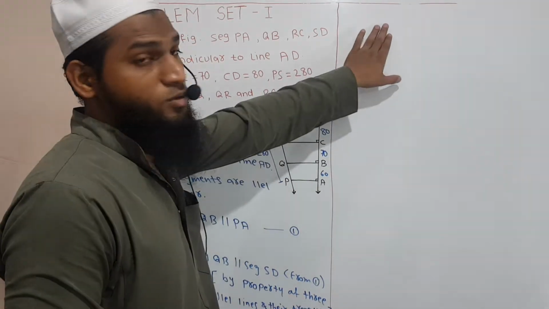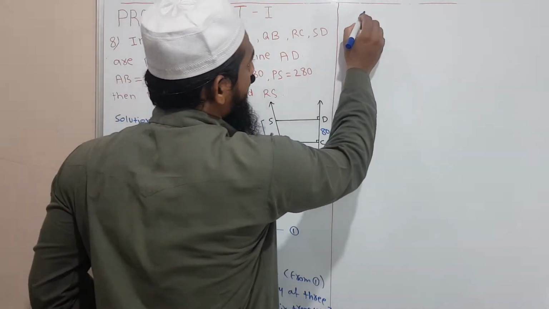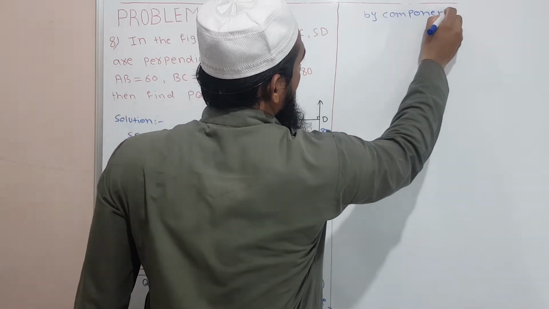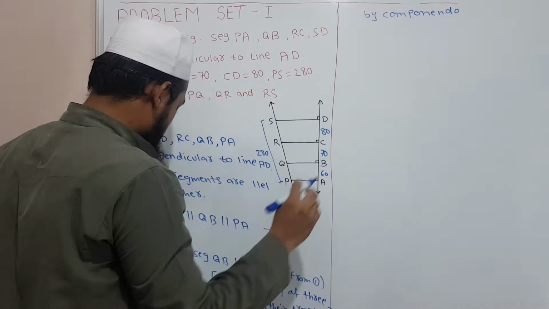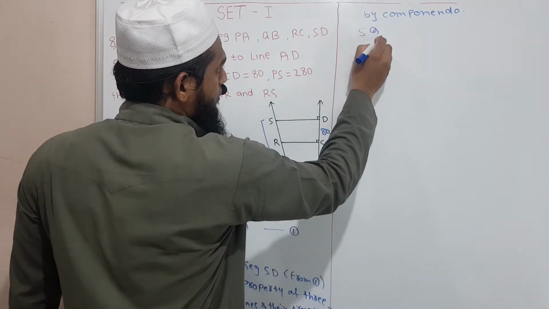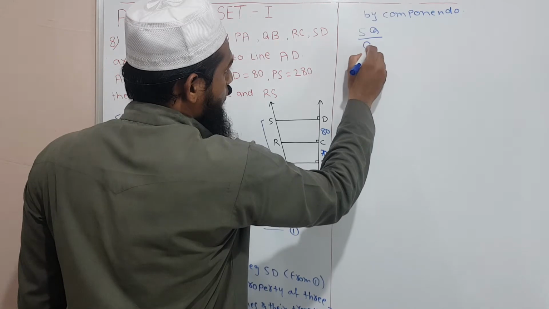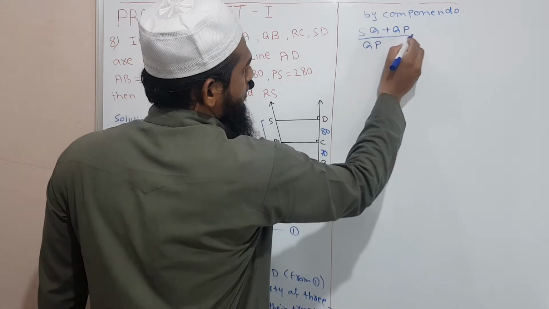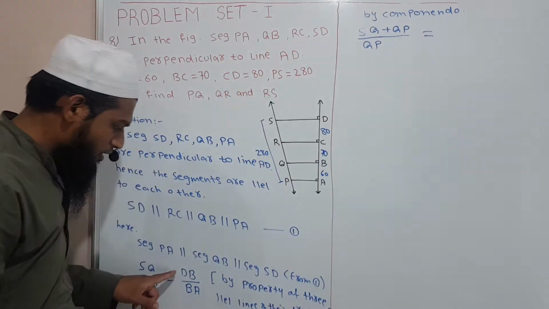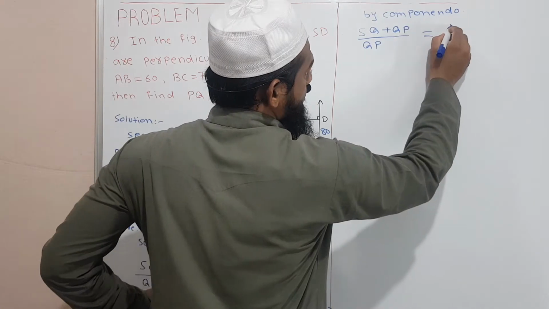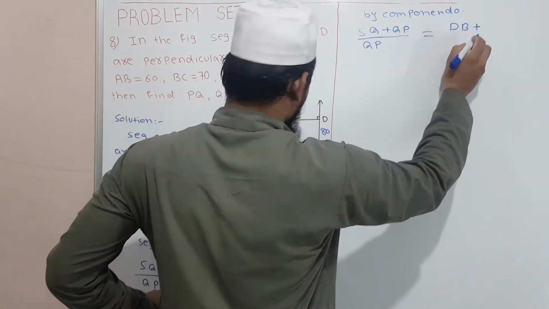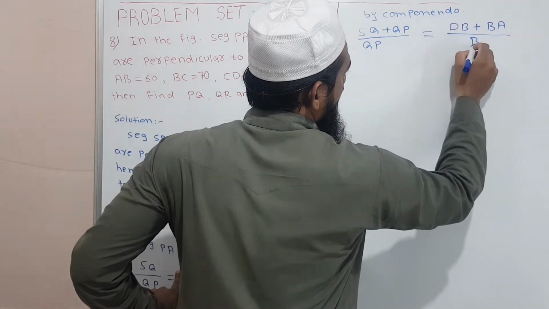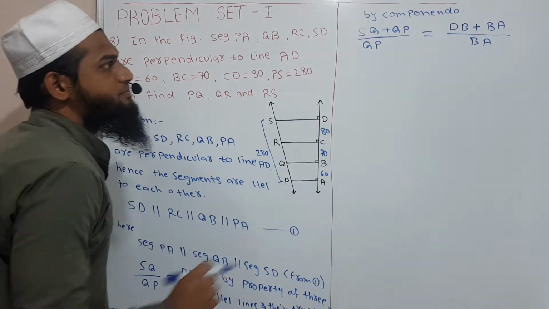Now we can do the componendo operation. Okay, by componendo, what we are getting here, SQ upon QP, we have to add here QP, okay, is equals to DB plus BA upon BA.